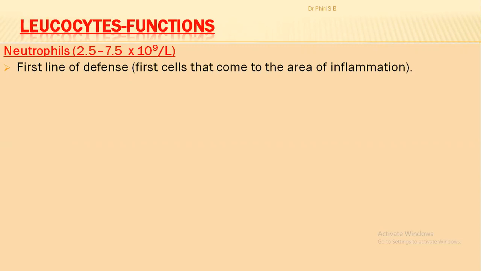So they are the first line of defense with regard to cell-mediated immunity. So we have different types of immunity. With regard to cell-mediated immunity, the neutrophils are the first cells that will respond. So they are the first line of defense.